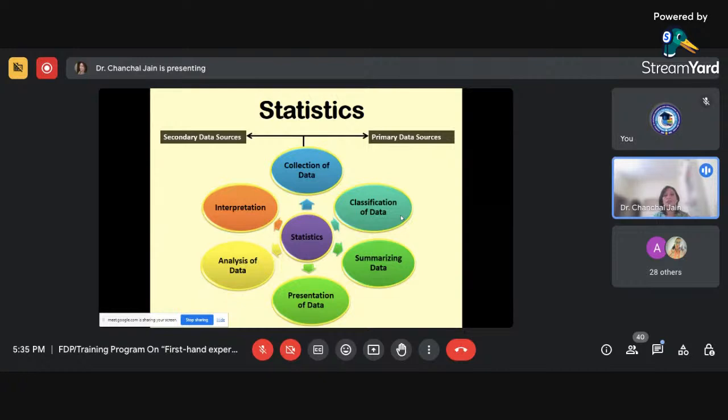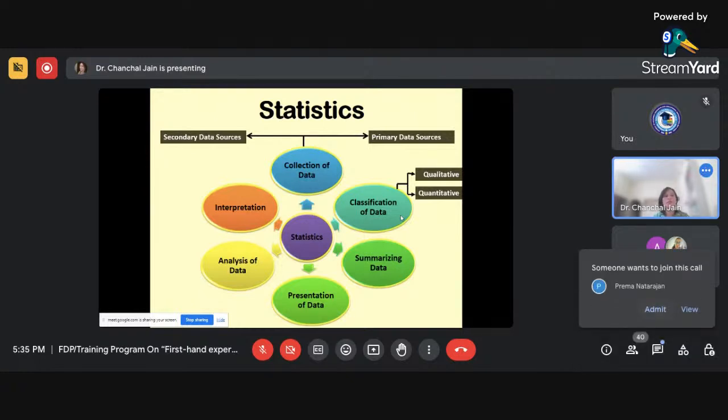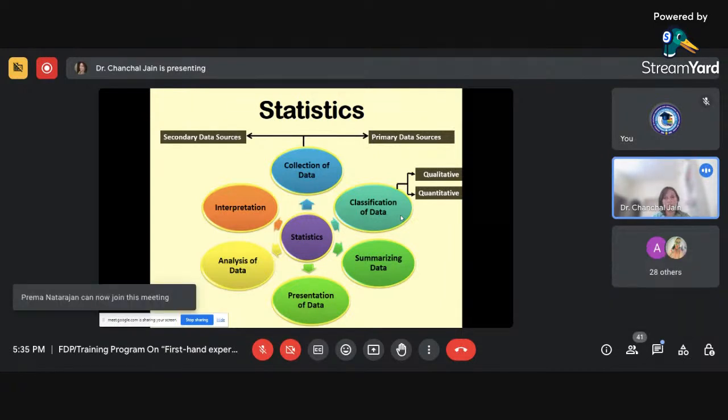So using these two sources, we can collect the data, right? Further, after collecting the data, the next step is to classify the data. Broadly, we can classify data into two categories, the qualitative data and the quantitative data. Qualitative data means, for example, the data of gender, the education of the respondent or their occupation. Similarly, quantitative data could be the age of the respondent, their weight, height, income, salary, etc.